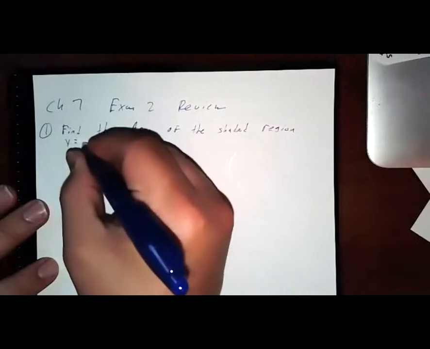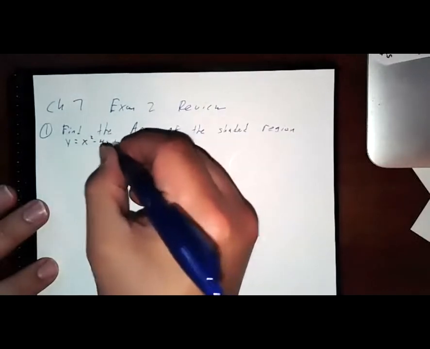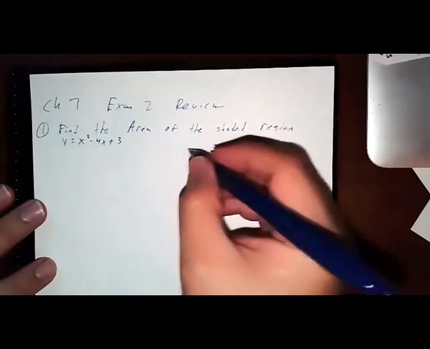y equals x squared minus 4x plus 3. And they give you the graph like so.